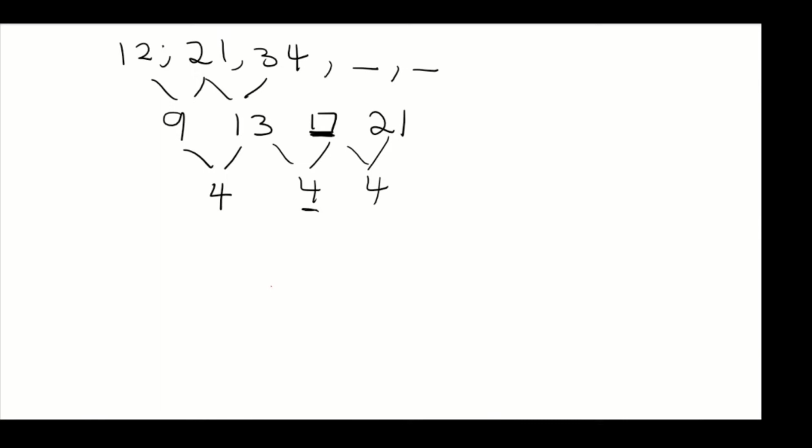Now to find the next term, we're going to say 34 plus 17, which should give you 51. And 51 plus 21 should give you the following term, which is 72. So these are the next two terms of the sequence.